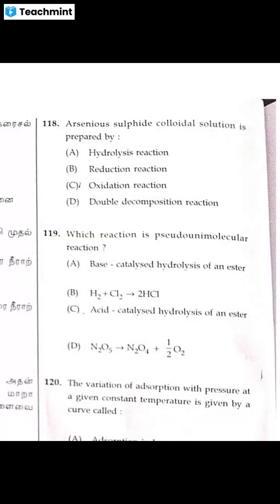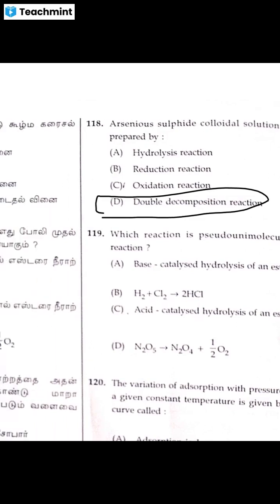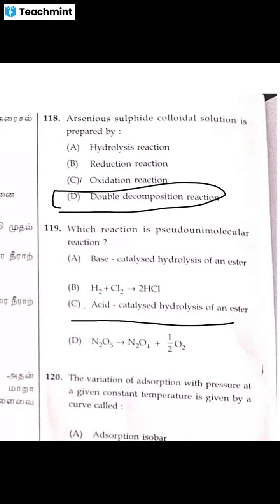Next, arsenious sulfide colloidal solution is prepared by which method? That is a double decomposition reaction. If you study the preparation methods, you will know which process it is. Then next, which reaction is a pseudo unimolecular reaction? That is the acid catalyzed hydrolysis of the ester.